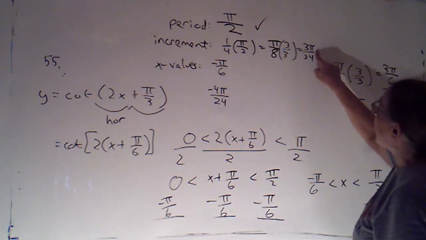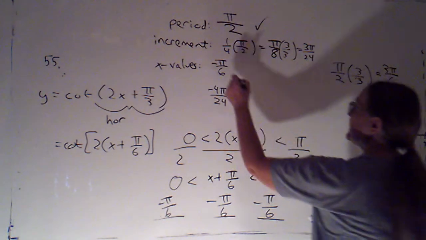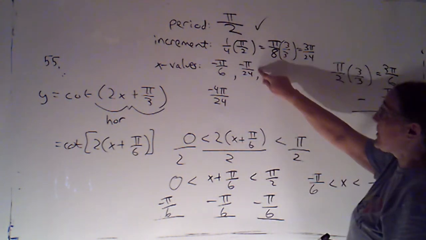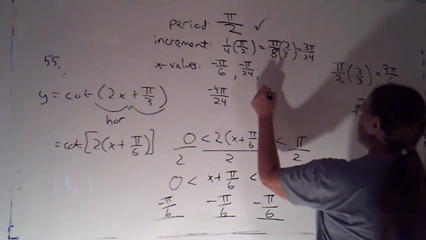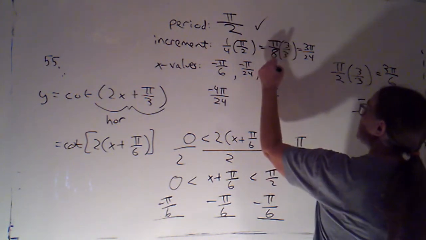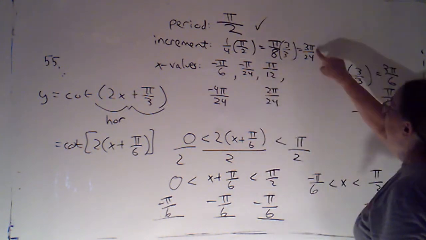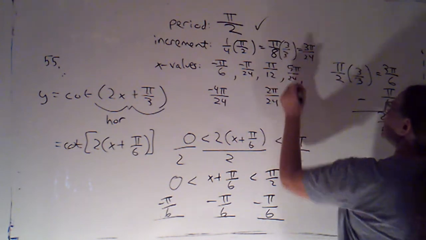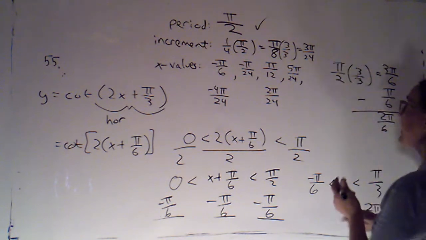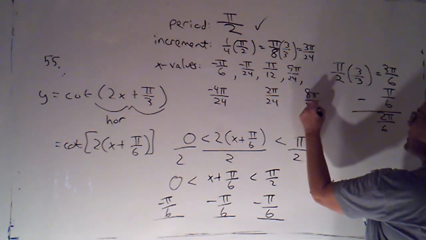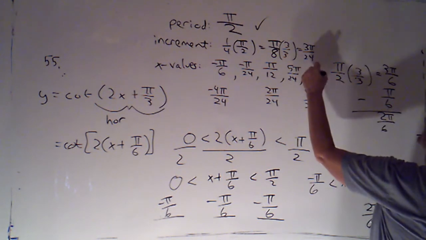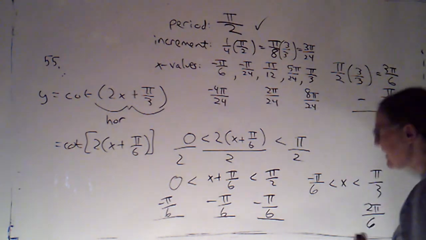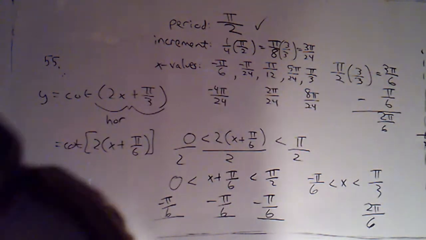Okay. So if I add 3 pi over 24 to that, I'll get negative pi over 24. Add 3 more pi over 24, I'll have 2 pi over 24, but that can reduce to pi over 12. Add another 3 pi over 24 to that, I'm going to have 5 pi over 24, which doesn't reduce. And another 3 pi over 24 will take me to 8 pi over 24, which does reduce to pi over 3, which is supposed to be my ending point. Okay, excellent. So they're a little messy, but we can handle it.